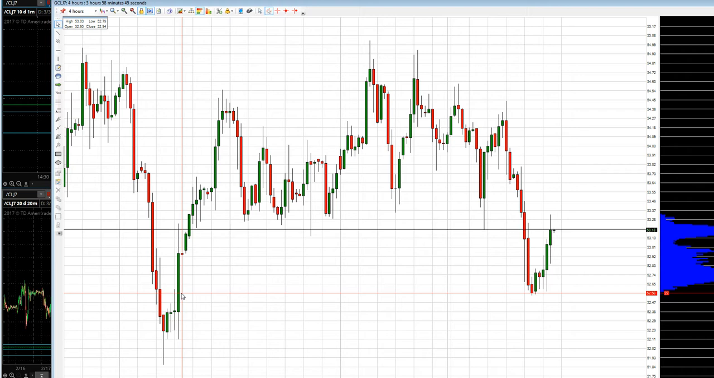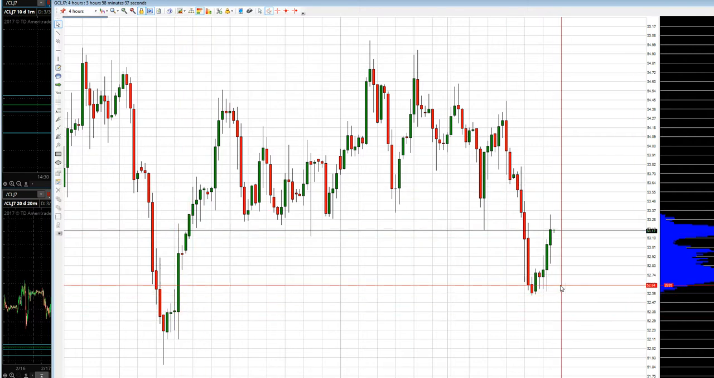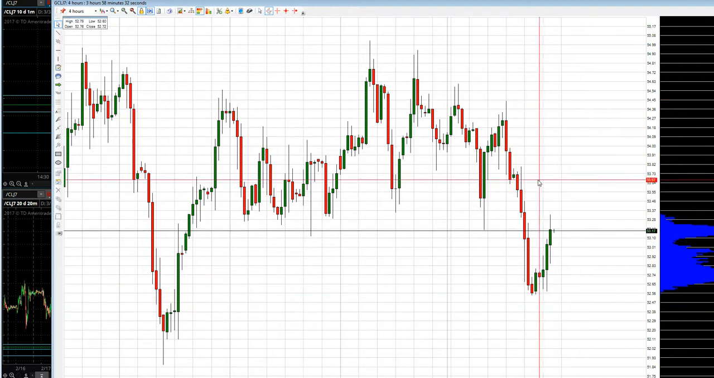So it's no different from institutions. They know that price can potentially turn there, so they'll start covering ahead of it. Same goes for a long. Same goes for a short.